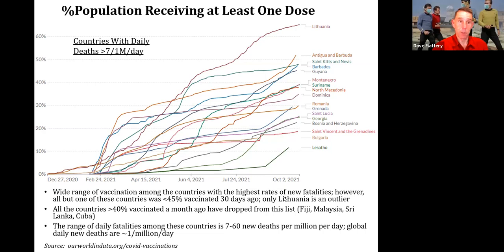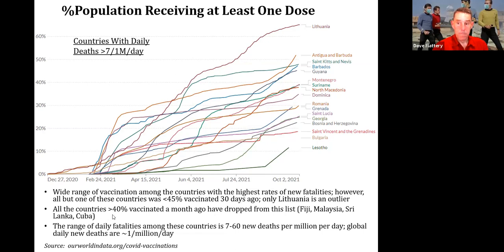Lithuania, I have no idea what's going on there. Maybe that is a type of vaccine effect or something. But Lithuania, even 30 days ago, was more than 50% vaccinated. But all the rest of these were less than 45% vaccinated 30 days ago.